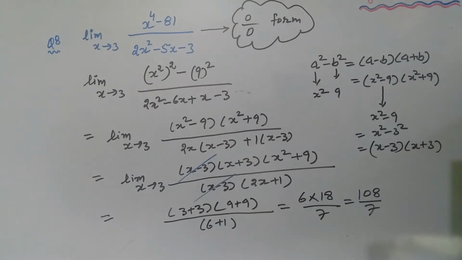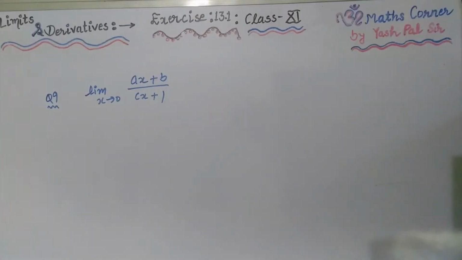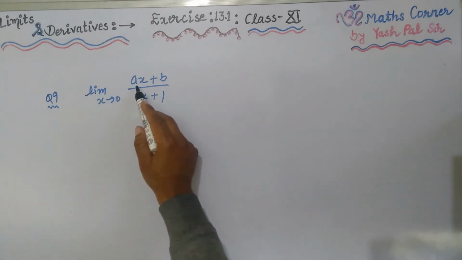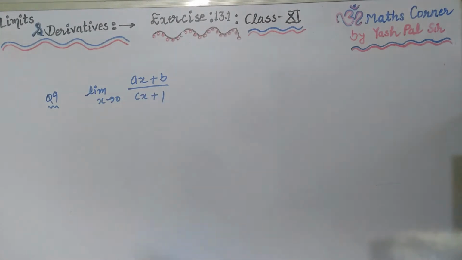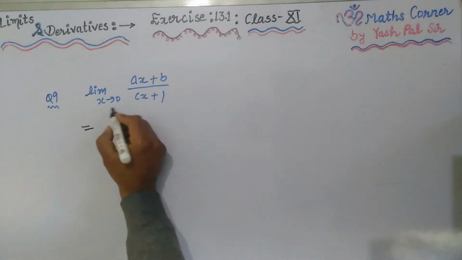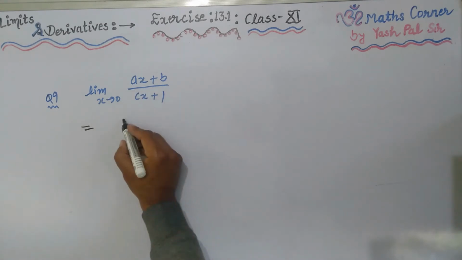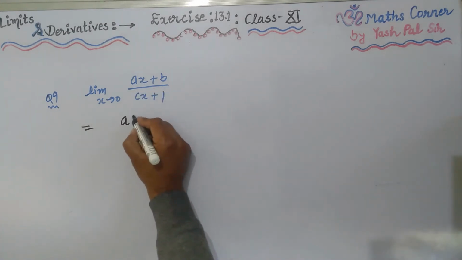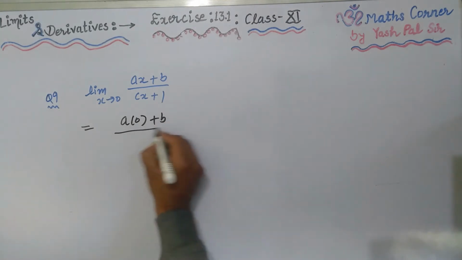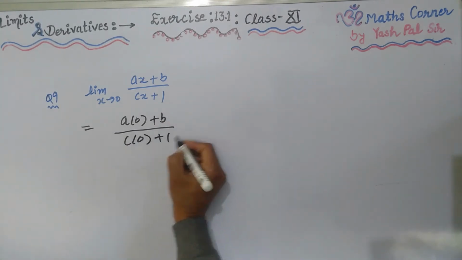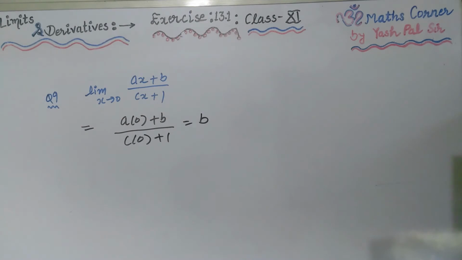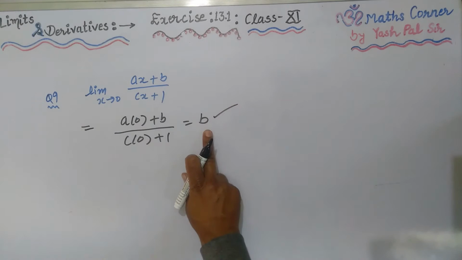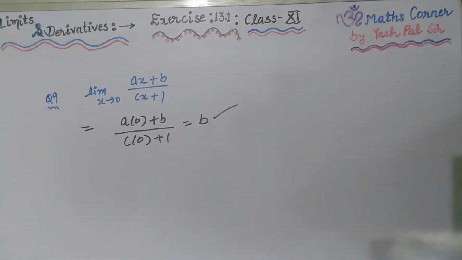Now proceeding towards the next question, question number 9. The statement is: evaluate the limit x approaches to 0, ax plus b divided by cx plus 1. Okay, now the first step is we should directly substitute x equal to 0. Then let us see what happens: a into 0 plus b divided by c into 0 plus 1. So this becomes b. So our question is solved. b is the limit.